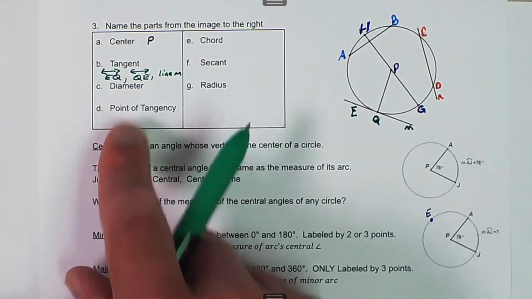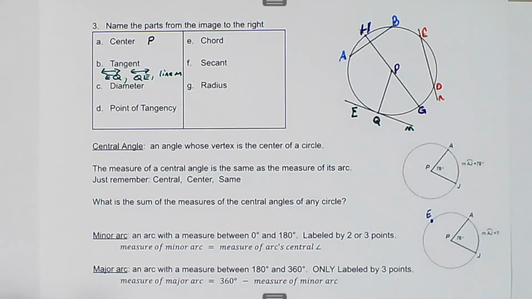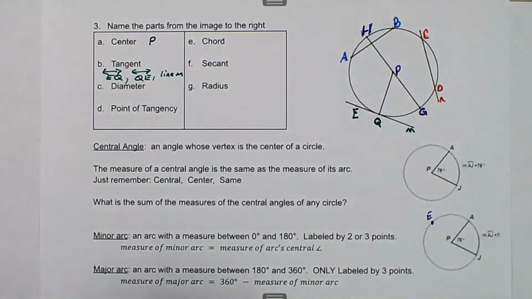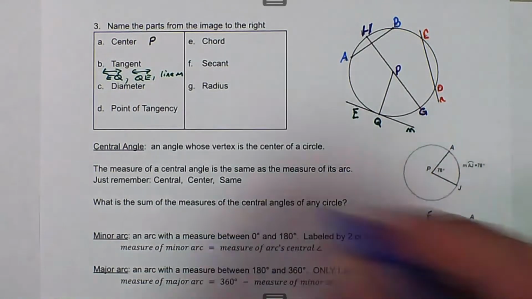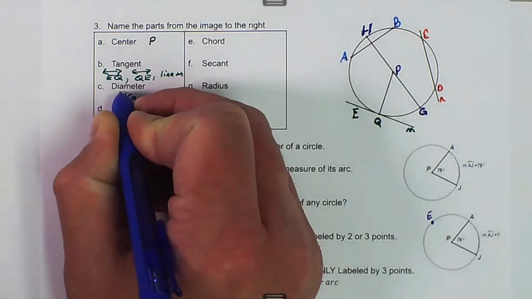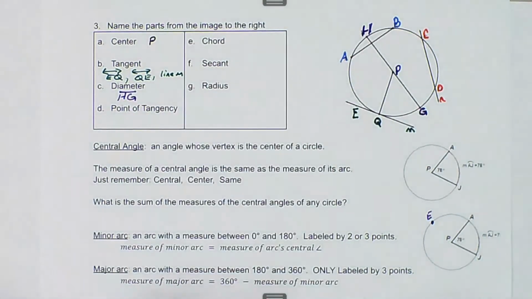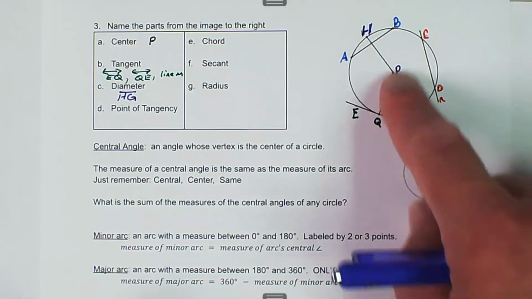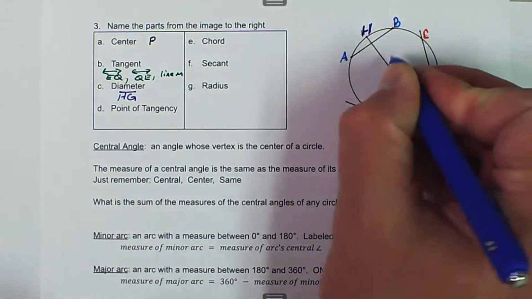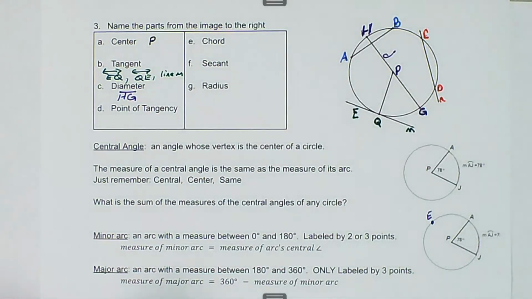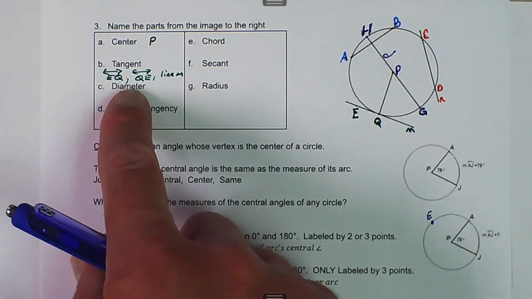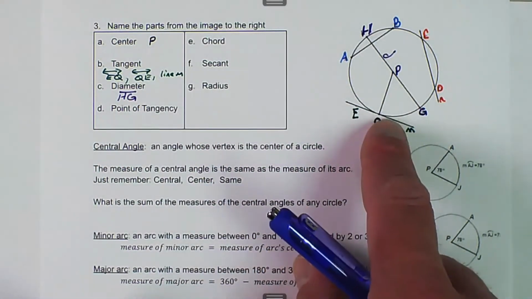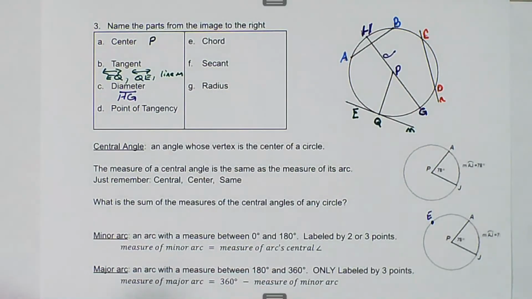The diameter, we only have one of those in this case, and that is going to be HG, and that's a line segment. HG is a line segment, and there's only one that has two endpoints on the circle and includes the midpoint. So that's our diameter. Point of tangency. The point of tangency is where the tangent line intersects the circle, and that's going to be at point Q.